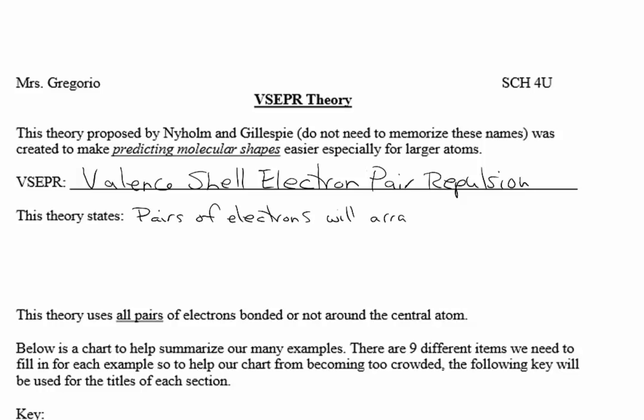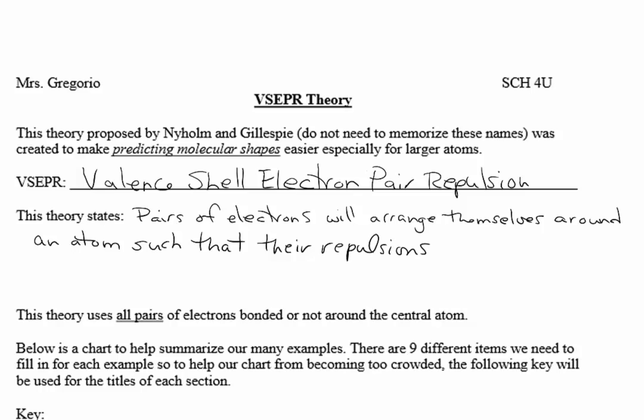Now, as that name suggests, this theory states that pairs of electrons will arrange themselves around an atom such that their repulsions against each other are minimized. In other words, the electron pairs are moving as far apart from each other as possible around that central atom. As they do so, the pairs of electrons basically define the shape of the molecule.